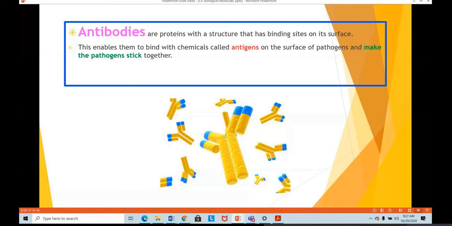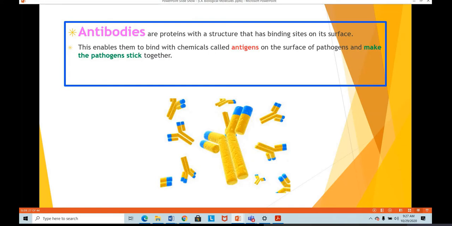And these antibodies are proteins which are released by the WBC, and they bind to the pathogens and help in killing or destroying them. Antibodies are proteins with a structure that has a binding site on its surface like this, and this enables them to bind with chemicals called antigens. Now, what are antigens? Antigens are the protective coat present on the top of the pathogens. For example, a virus is covered by an outer protective coat known as a capsid, and on top of the capsid it contains various surface proteins which help the virus get attached to various cells.